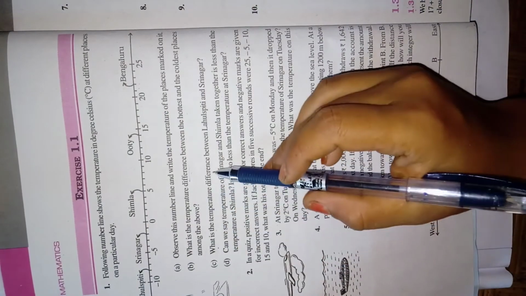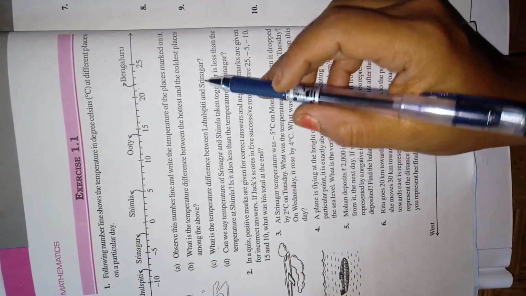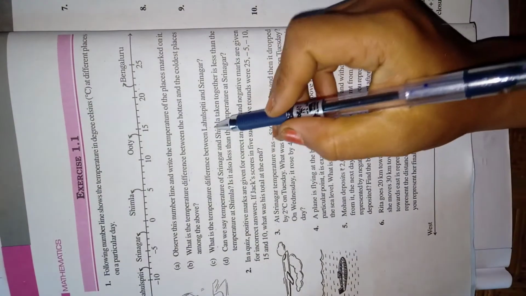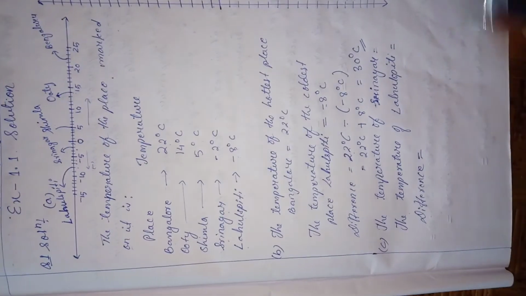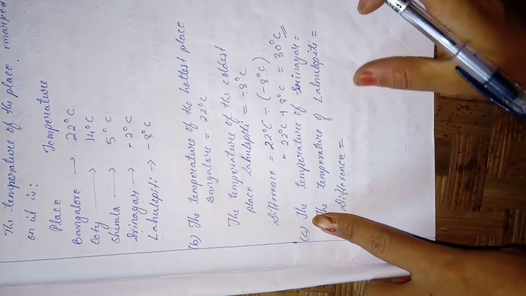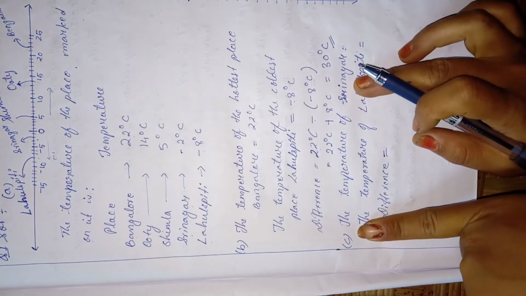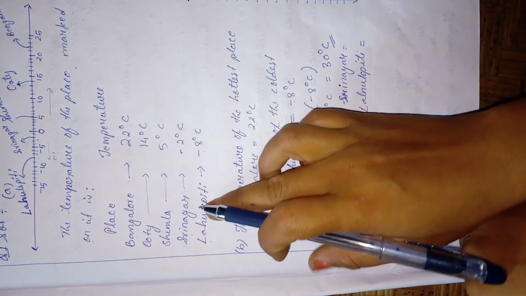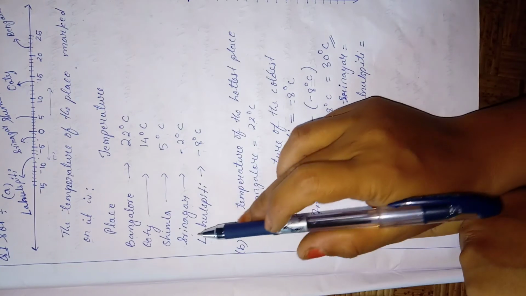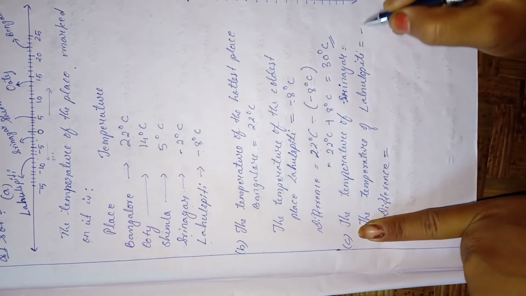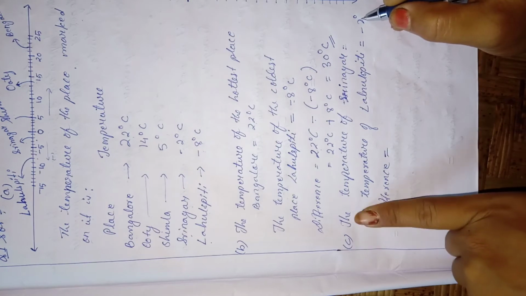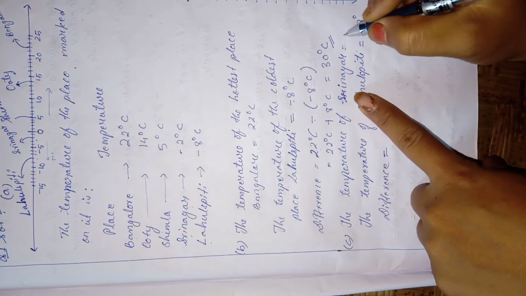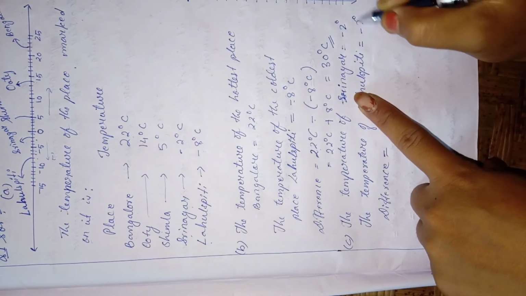What is the temperature difference between Lahore Spiti and Srinagar? So the temperature between whose? Lahore Spiti and Srinagar. So the temperature of Srinagar. What is the temperature for Srinagar? You can see from here, we already have done it in question number A. Srinagar is -2 degrees Celsius. Sorry, I'm very sorry. Srinagar is here -2 degrees Celsius.